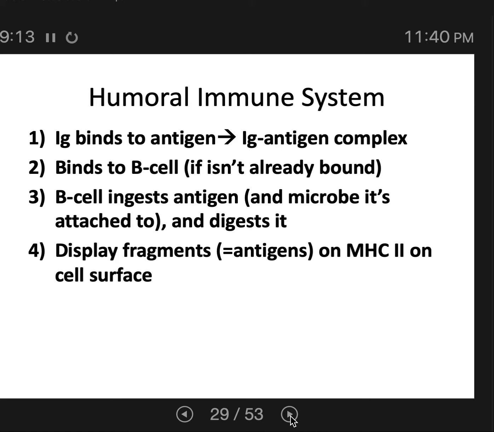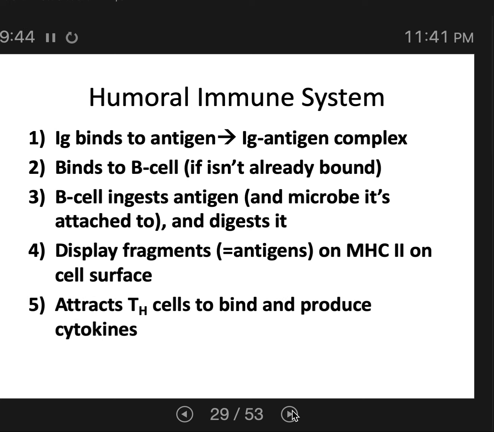You also have MHC class 2s, which is another kind of receptor on the surface of the B cells. Remember that all cells have many, many receptors on their surface for all different kinds of signals. So we're talking about two of them now. The B cell receptor binds to the pathogen. The MHC class 2 presents the fragments, the digested pieces of that pathogen, to other immune cells to show them what it did. So step 4 was display fragments or antigens on the MHC class 2s on the cell surface.